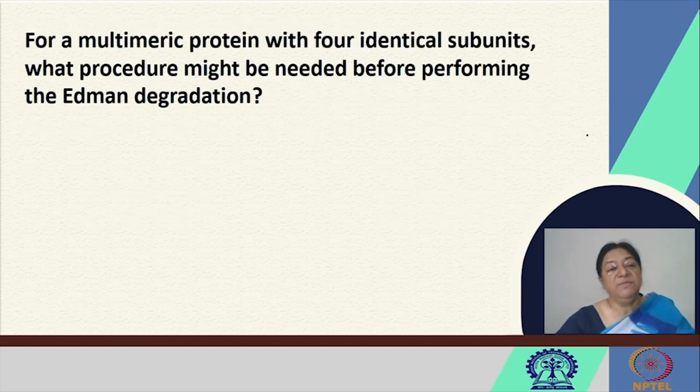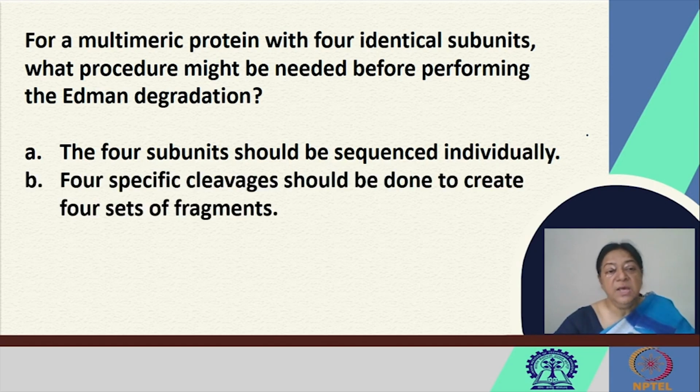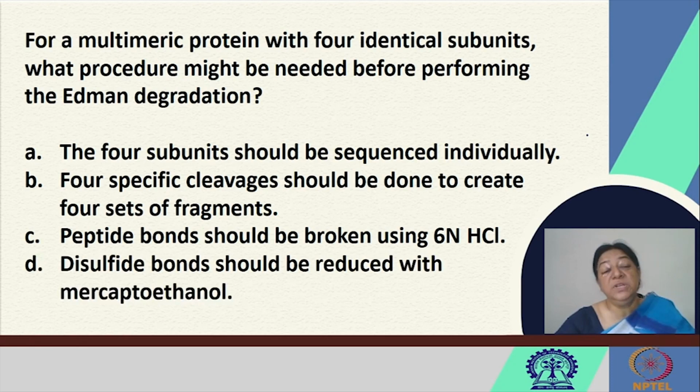So now if we have another example where we are looking at a multimeric protein with 4 identical subunits, and we want to do an Edman degradation on it. But since there are 4, what should we do? Is it necessary for the 4 subunits to be sequenced individually? Should the cleavages be done to look at the 4 sets of fragments? Do we need to look at the peptide bonds broken, or do we need to actually disrupt the disulfide bonds?